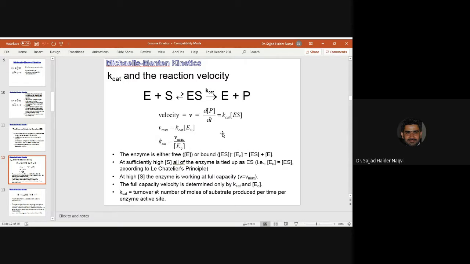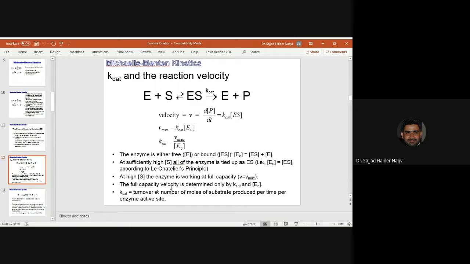So the enzyme is either free, that is in this form, or bound, that is this form. The total enzyme is equal to the enzyme substrate complex plus the free enzyme. For example, you have 10 moles of enzyme and 5 moles of enzyme attached with the substrate. How will you calculate the total enzyme? The total enzyme will be the enzyme that is bound with the substrate plus whatever enzyme is left behind.